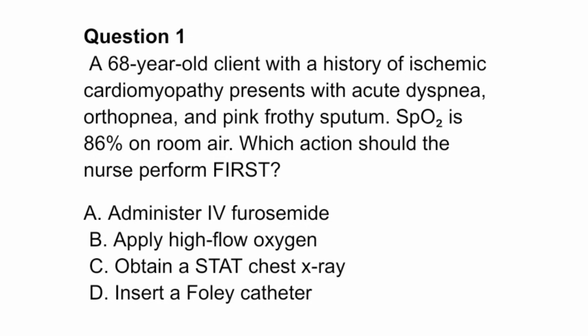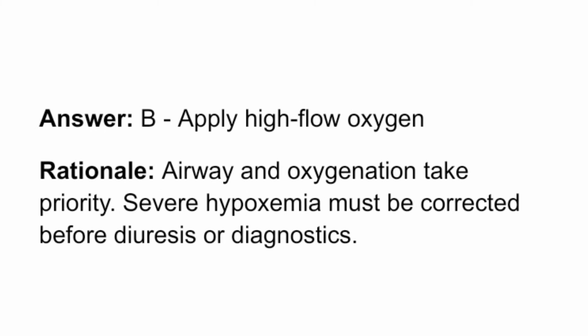Question 1. A 68-year-old client with a history of ischemic cardiomyopathy presents with acute dyspnea, orthopnea, and pink frothy sputum. SpO2 is 86% on room air. Which action should the nurse perform first? A. Administer IV furosemide. B. Apply high-flow oxygen. C. Obtain a stat chest X-ray. D. Insert a Foley catheter. Answer: B. Apply high-flow oxygen. Rationale: Airway and oxygenation take priority. Severe hypoxemia must be corrected before diuresis or diagnostics.